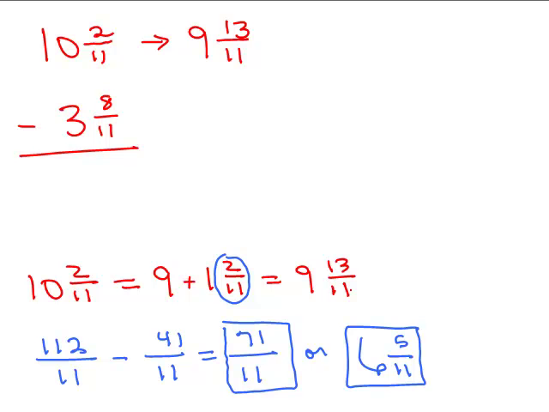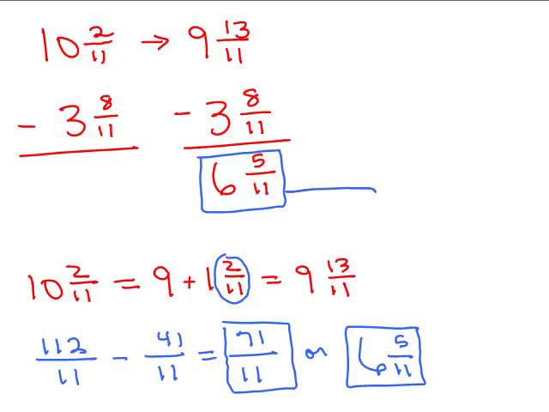Now, if you prefer to do an intermediate step and write 9 plus 1 and 2/11 like I did here, and then change it to 9 and 13/11, that's fine. All right. Now we can subtract the 3 and 8/11. So that gives me 6 and 5/11. Same answer I got below. So this is a method where you leave some kind of a mixed number, but you borrow.